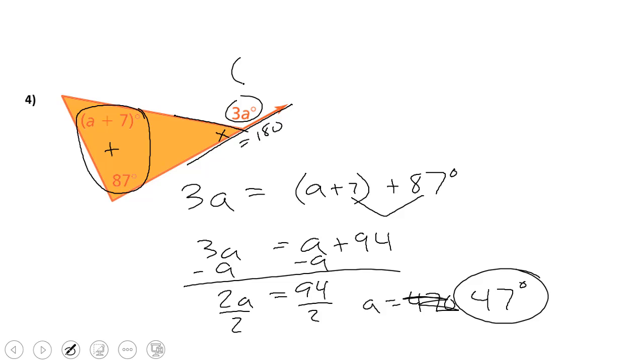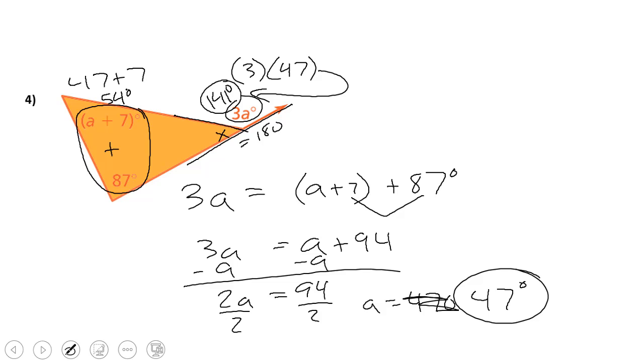So now we have to come up here and take 3 times 47. All right? 3 times 47 happens to be, let me grab my calculator, 47 times 3, 141 degrees. So this angle right here is 141 degrees, right? And this angle over here, 47 plus 7, we know that that's 54 degrees. I can do that in my head.